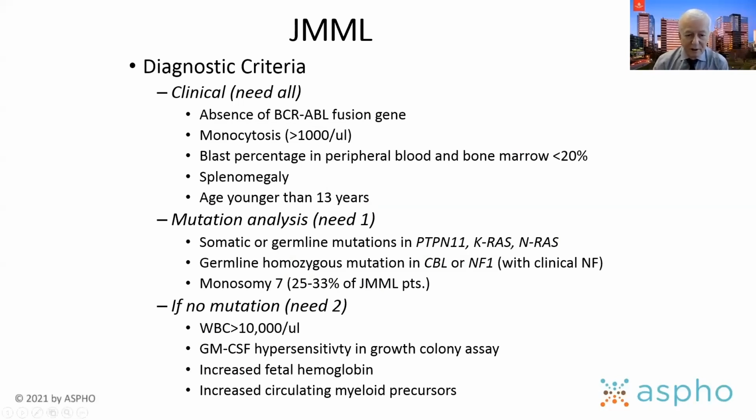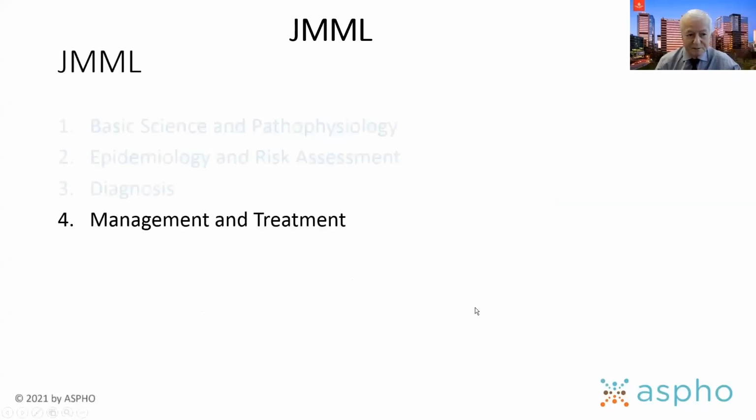The mutations that are included in diagnostic criteria include those I've mentioned already, as well as some germline mutations and monosomy 7. So they're going to need one of these types of mutations. But if they don't, then they may still fit a JMML diagnosis if they have leukocytosis greater than 10,000 and a hypersensitivity to GM-CSF in a colony growth assay. Fetal hemoglobin is increased, as are circulating myeloid precursors.